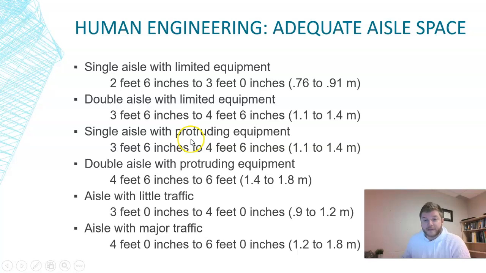With protruding equipment, so equipment that has opening doors or weird levers or things that could snag someone when they walk by, a double aisle is up to about 6 feet. And then for aisles with little traffic or major traffic, again, this gives you a really good idea. Now this is not our AODA standard, so we also have to keep in mind that should we have people in wheelchairs, walkers, etc., we might have to expand these a little bit.